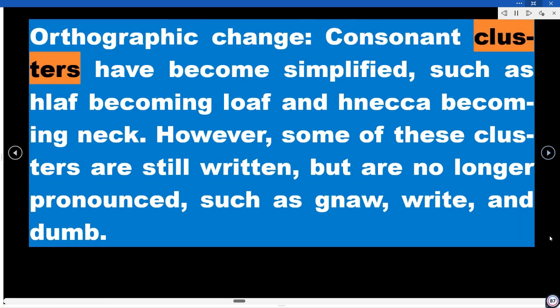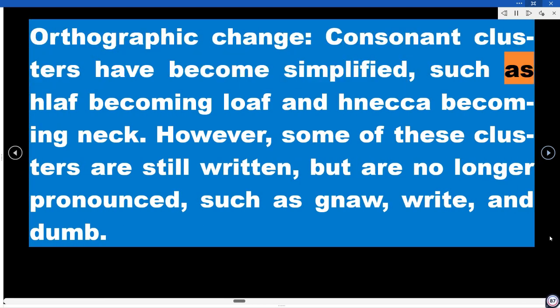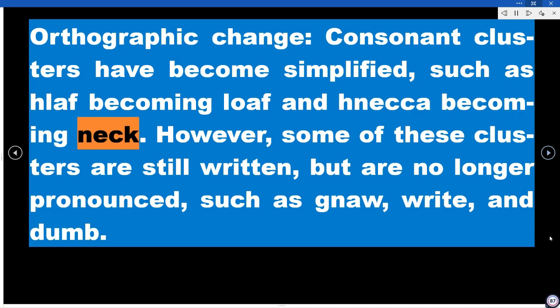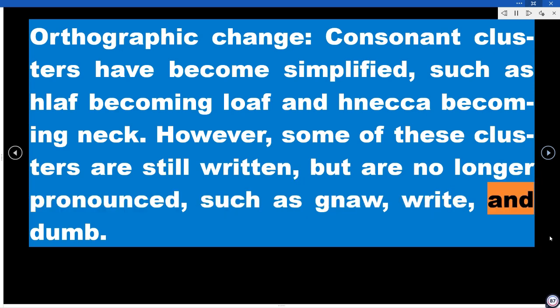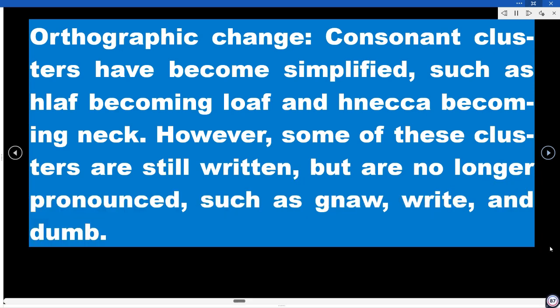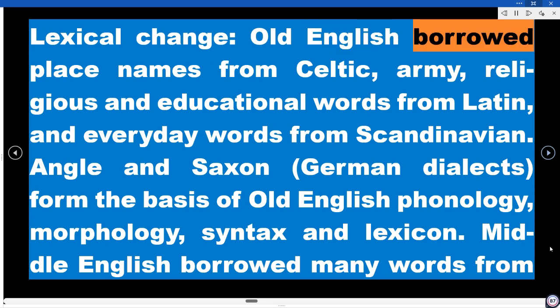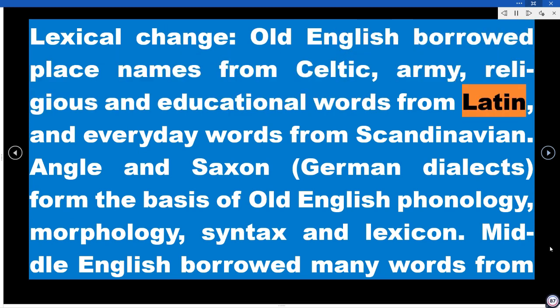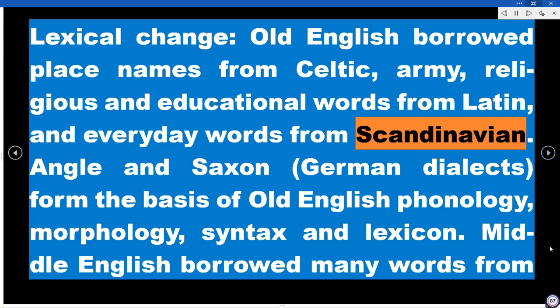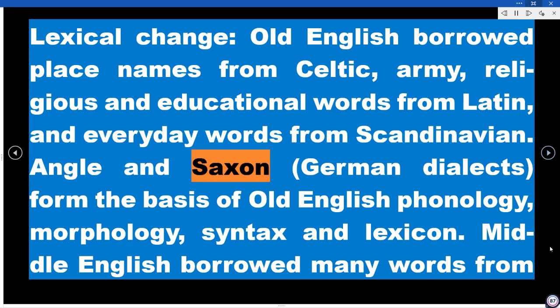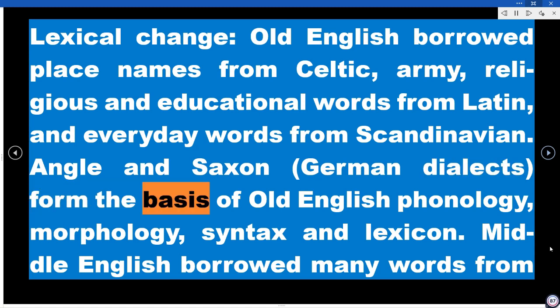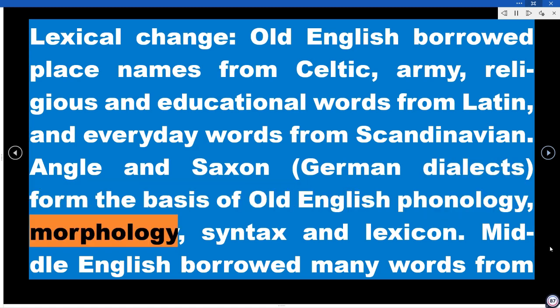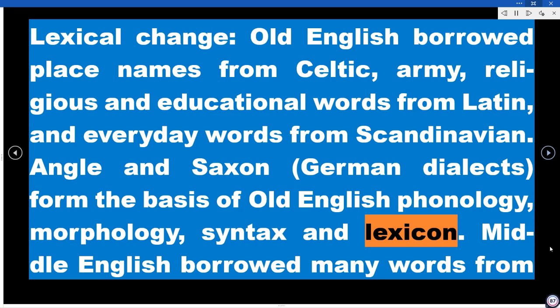Orthographic change. Consonant clusters have become simplified, such as hlaf becoming loaf and hnecca becoming neck. However, some of these clusters are still written, but are no longer pronounced, such as knee, right, and dumb. Lexical change. Old English borrowed place names from Celtic, army, religious and educational words from Latin, and everyday words from Scandinavian. Angles and Saxons, Germanic dialects, form the basis of Old English phonology, morphology, syntax, and lexicon.